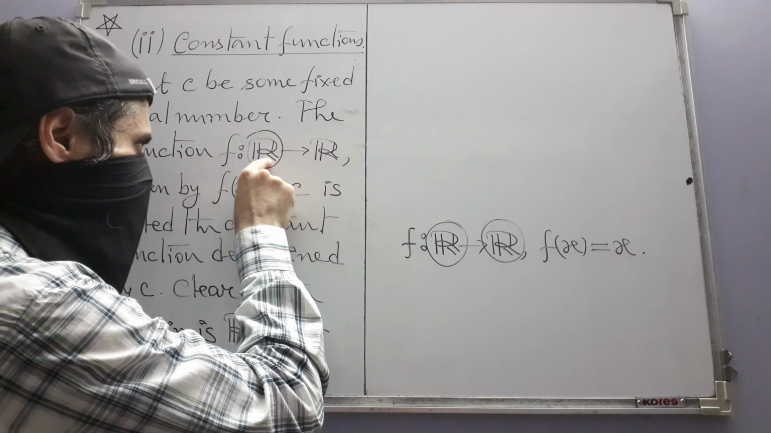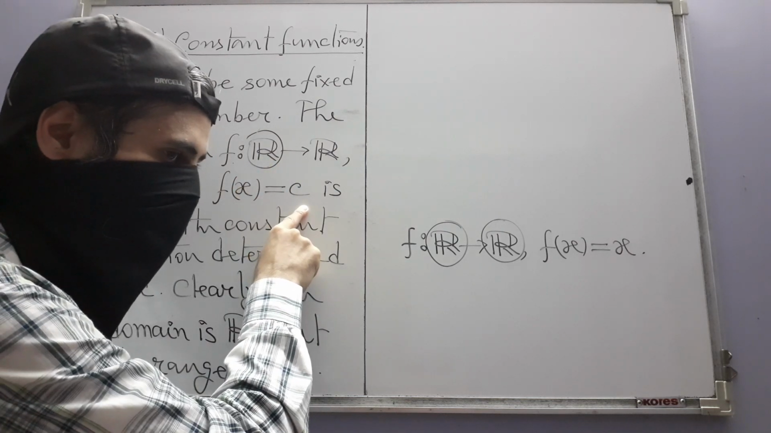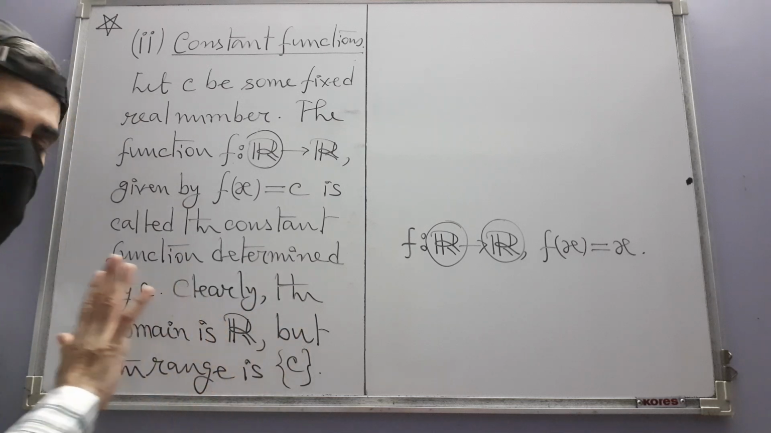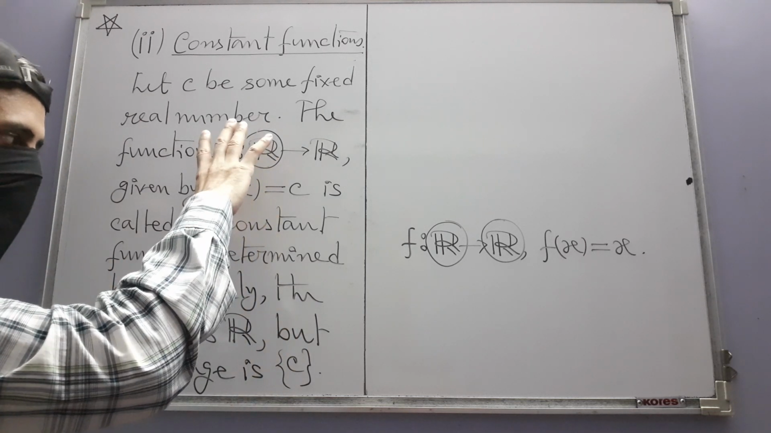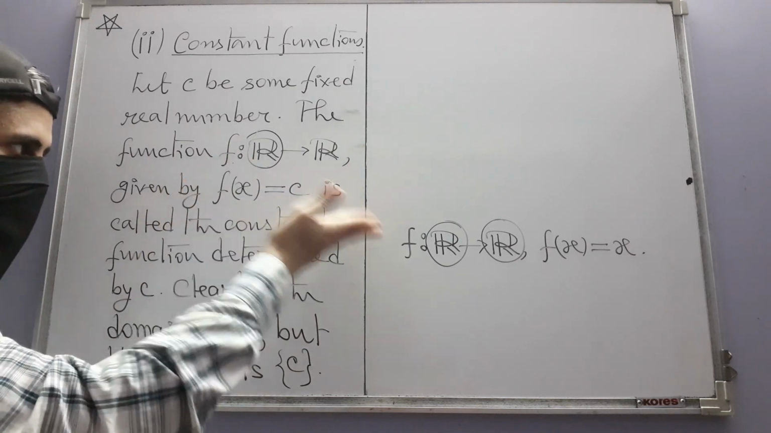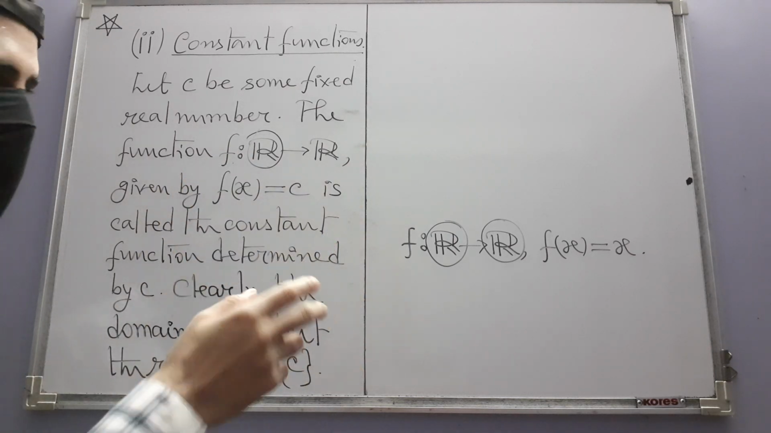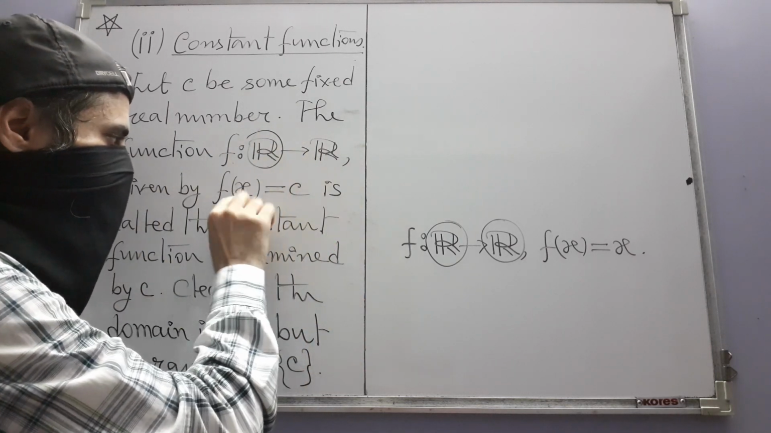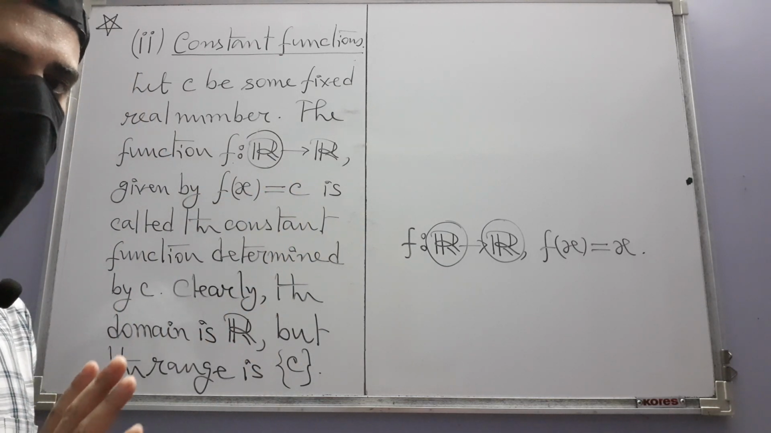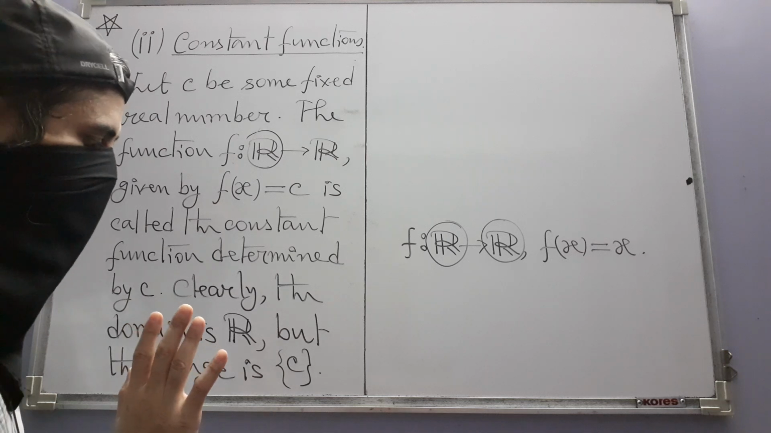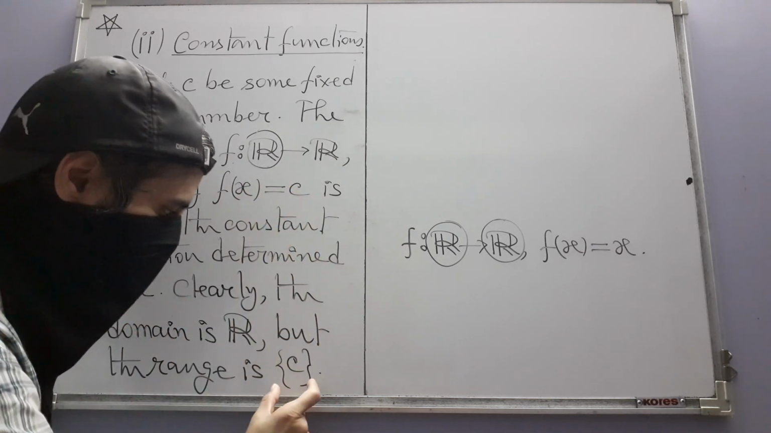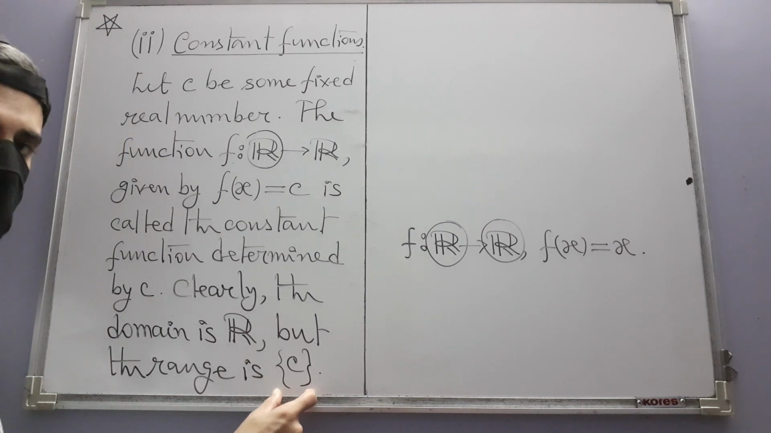But for every x, are we getting a single output? Yes, for a given x, we are getting only C and nothing else. It's a different matter that for many x, in fact all x, we are getting the same C. But that's not a problem. Once you choose an input, for that input only one output should be there. And that's why this is also a function. And because we are having only one output, the range is this singleton set.